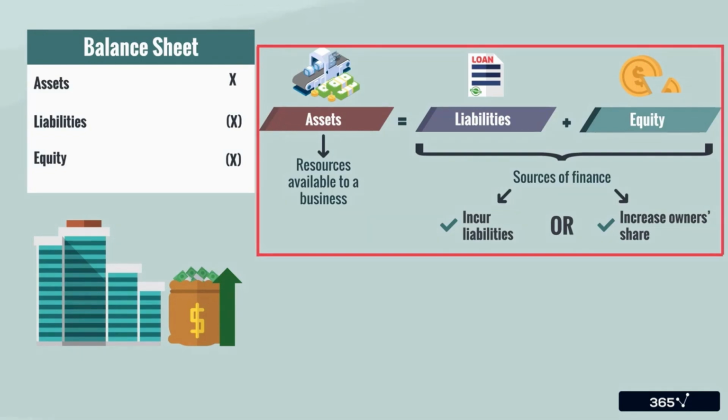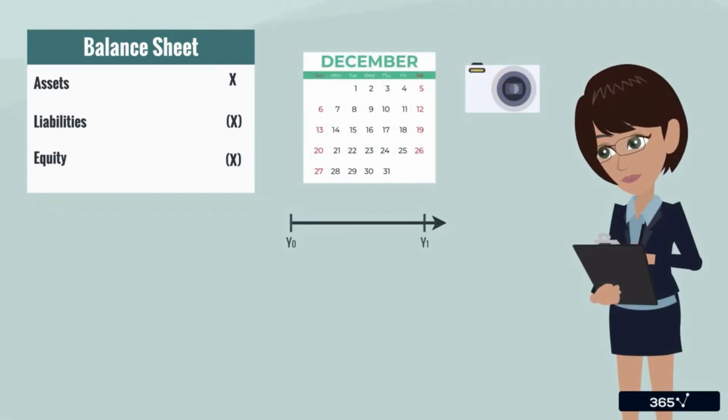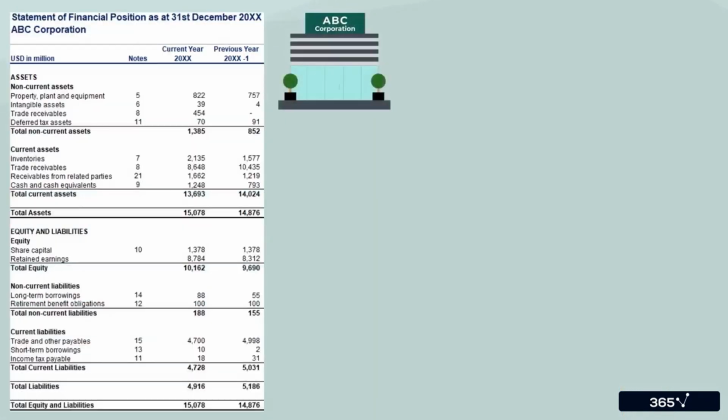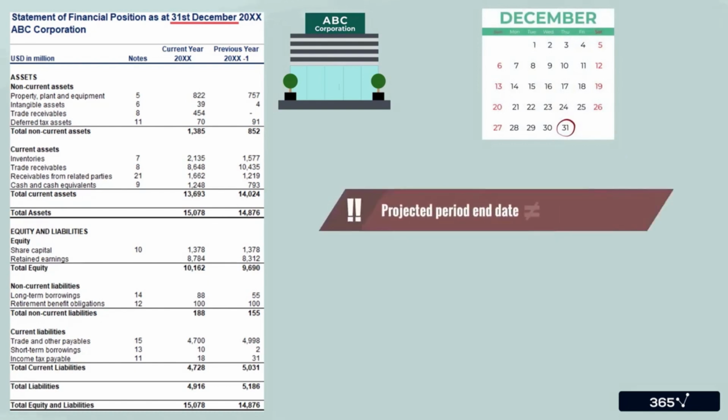Having specified the budget elements, you can now decide on the period of time you wish to project for. In that regard, you should be mindful that, projected or not, the balance sheet always pertains to a specific point in time. All right. Remember ABC Corporation? Its statement of financial position is prepared as at 31st of December each year, so we say that the balance sheet date is December 31st. In practice, the end period date of your projected statement does not necessarily have to be the same as the firm's financial year end. It can vary depending on your budget, horizon, and goals.